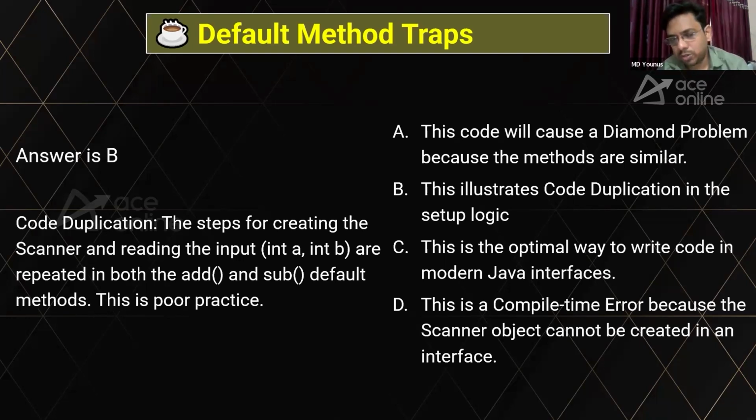Okay, so I'll give you one solution. Can we add one more method? A common method for add, subtract, multiply, divide, and everyone, which only takes responsibility for taking input and creating the scanner object, all that stuff, correct? And it can be used by other methods, right? So I need to create one more default method, where I can just write the common logic and other default methods will make use of it, correct?